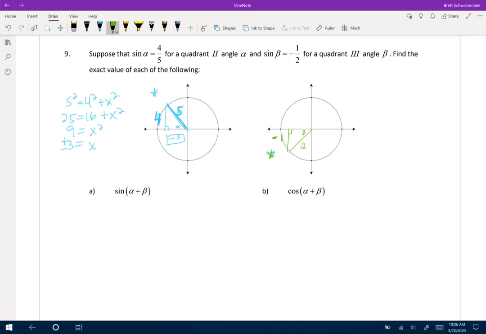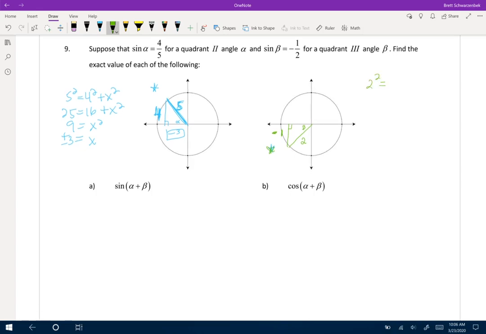So this is not a special triangle. So why don't we go ahead and use the Pythagorean theorem definitely in this scenario. Let's call it y squared, let's say. So we're going to get 4 is equal to 1 plus y squared. So we're going to get y squared is 3.